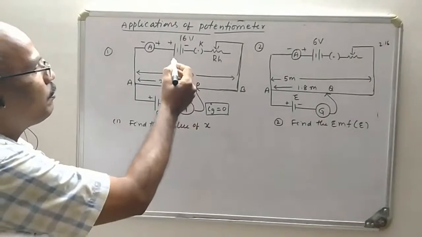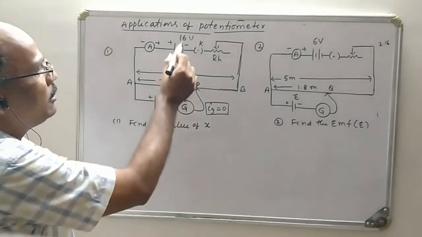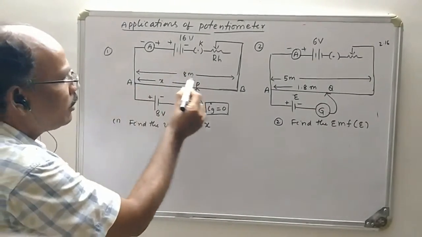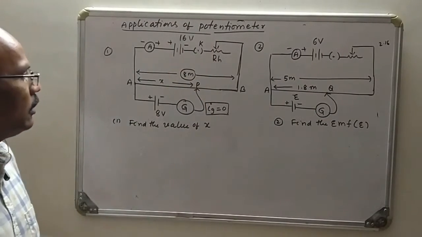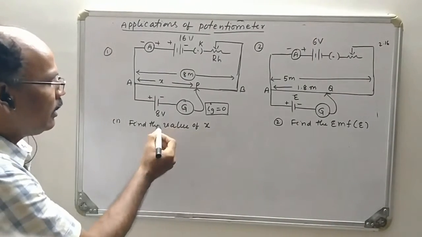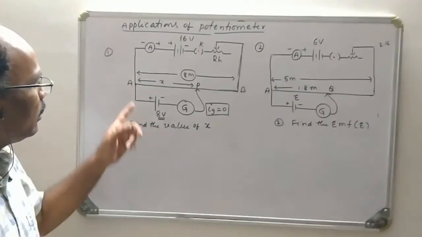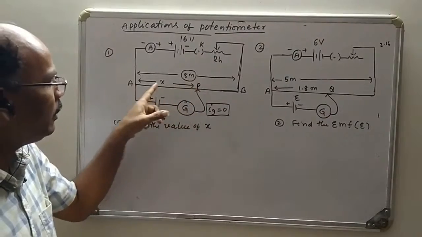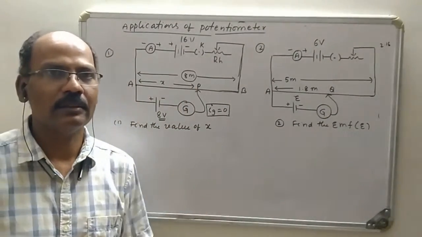So the standard EMF of the primary cell is equal to 16 volts and the total length of the potentiometer wire is given as 8 meters, and the EMF of the cell in the secondary circuit is given as 8 volts. If the balancing length is observed between the points AP, that is X, then what is the value of X?